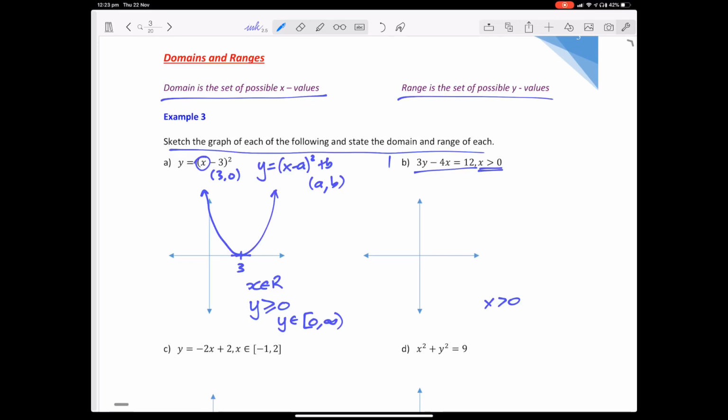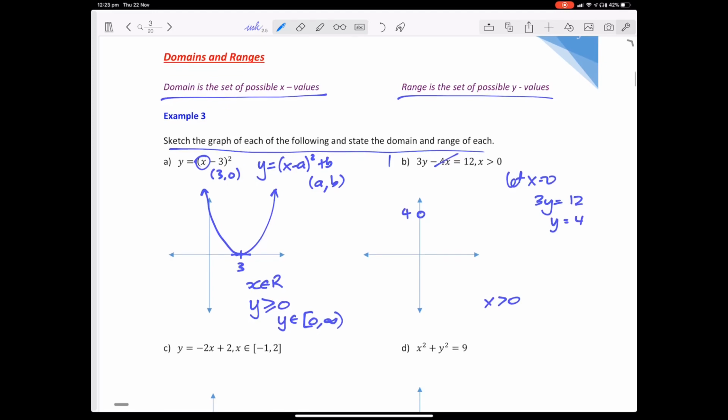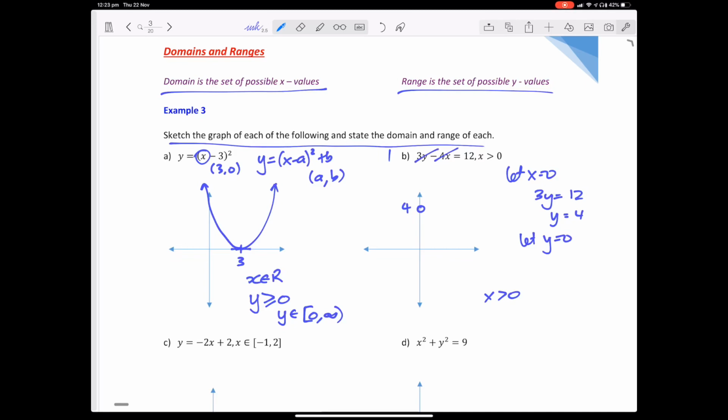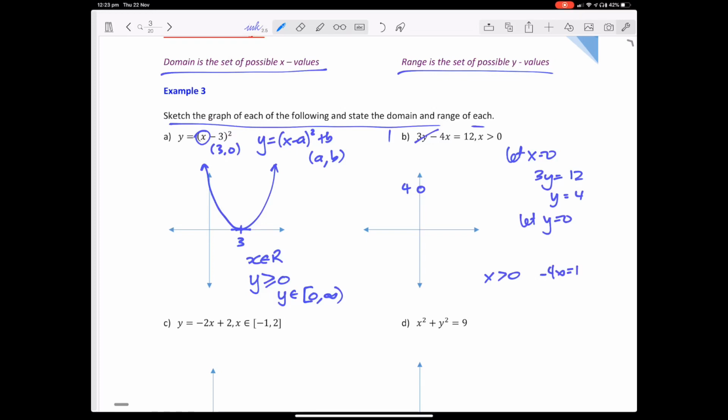So what I would do, if we let x equal 0, we get 3y is equal to 12, so y is equal to 4. So let's say there's 4. And then if we let y equal 0, that's going to disappear, and we're going to get negative 4x is equal to 12, so x is equal to negative 3. There's negative 3. That's when y equals 0.